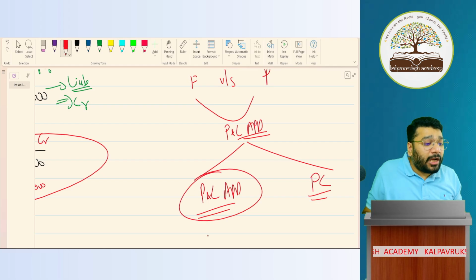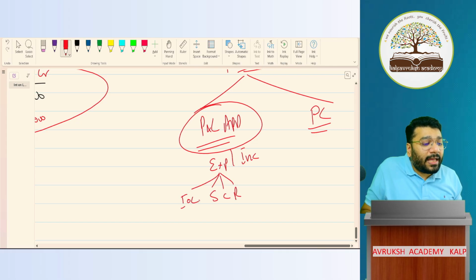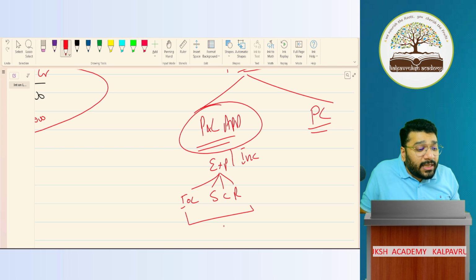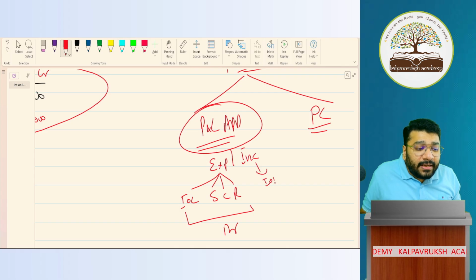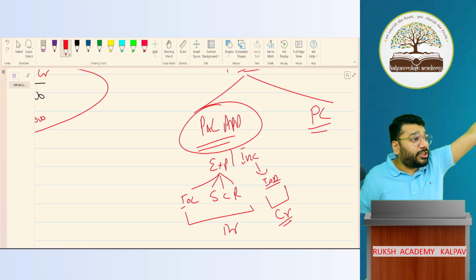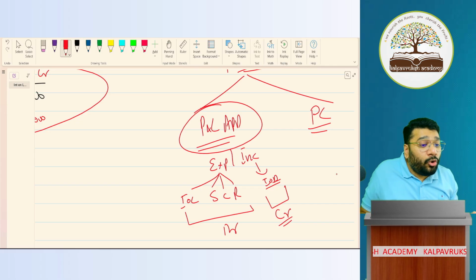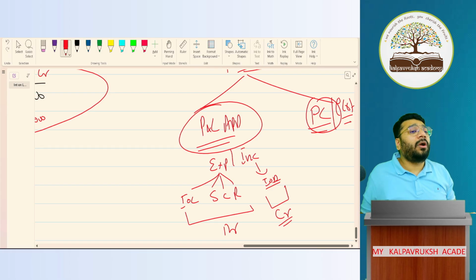What will go to the appropriation account? Expenses and income. What are examples of expenses here? Salary, commission, remuneration, interest on capital. All these four are expenses. They will go to the debit side of P&L appropriation. An income example is interest on drawing. This will go to the credit side of P&L appropriation. So one part of the journal entry will go to P&L appropriation. Another part of the same journal entry will go to the partner's capital or partner's current account. Got it?